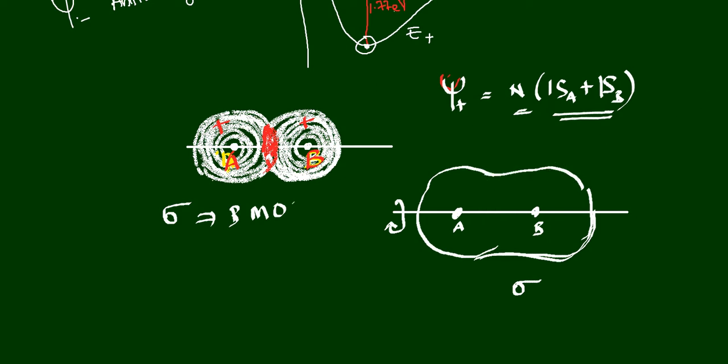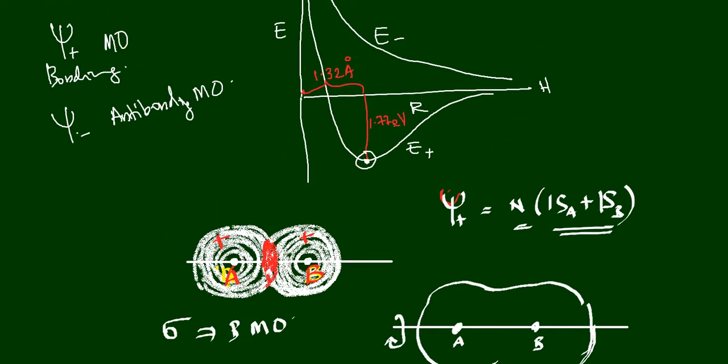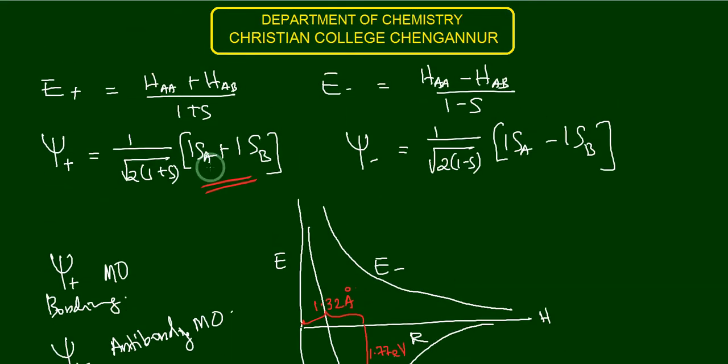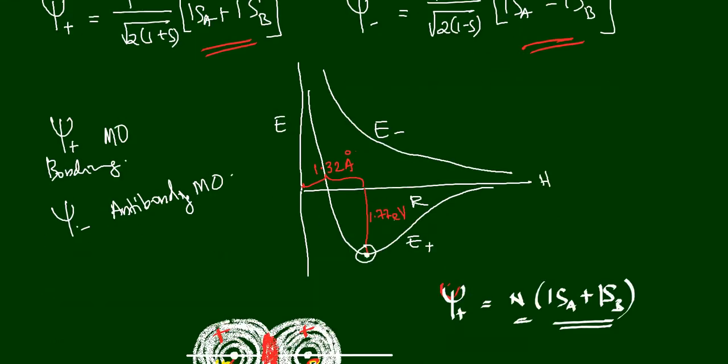Now we can look at the other molecular orbital, that is the psi minus, that is 1 divided by root of 2 into 1s A minus 1s B. Here you look at this one. This is 1s A minus 1s B. This is what we have to look into carefully.